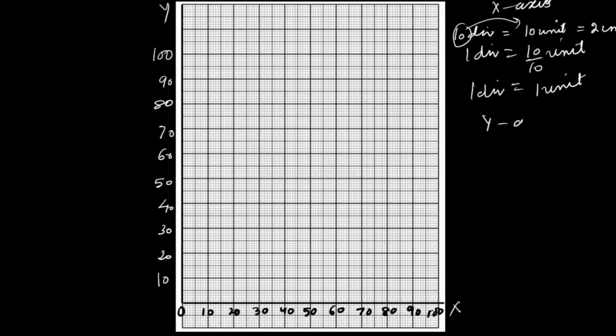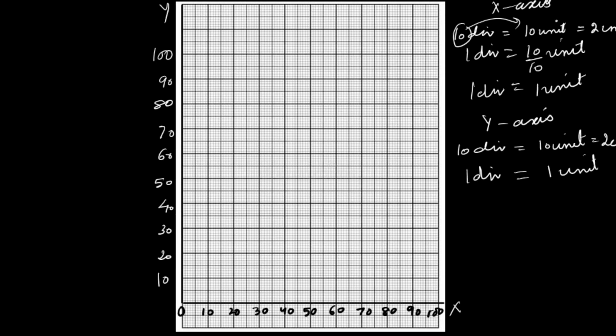Along y-axis also it will be same. 10 division it's equals to 10 units. See 0 to 10, 10 to 20, 20 to 30, 10 units we are taking. So it is equals to 2 centimeter. So again 10 when you are shifting to other side, 10 by 10 it will become 1 unit. So 1 division is equals to 1 unit. You can write graph scale. Now points let's plot.